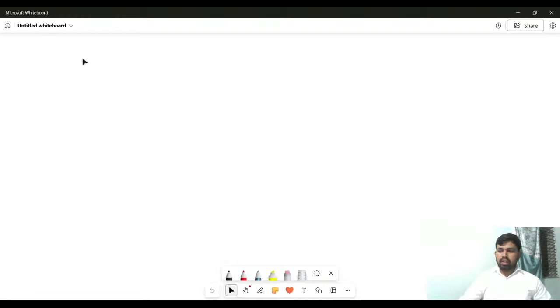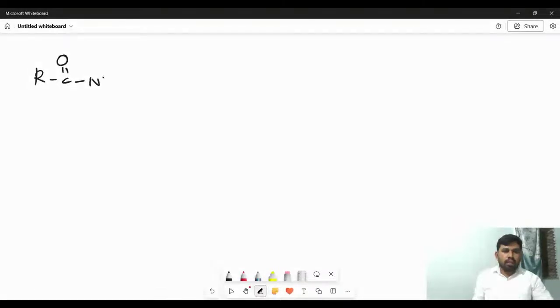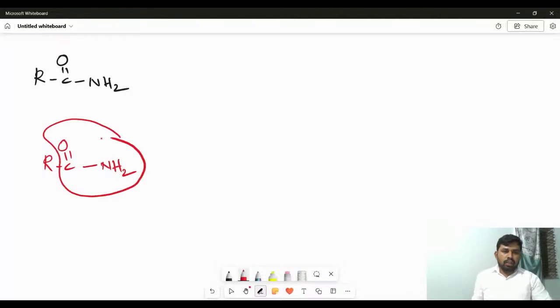Now see in this reaction, first let me talk about the reactants. Here we have R, C double bond O, and here we have NH2. This is an amide group, right? So we know very well, here we have R, C double bond O. This is the functional group of an amide, CONH2. Okay, this is an amide, right?